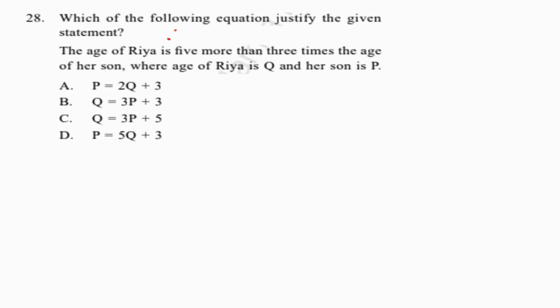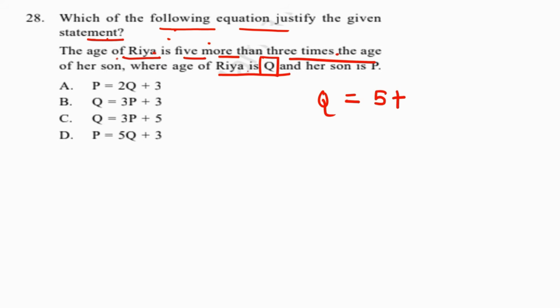The next question is from algebraic expressions. Which of the following equations justifies the statement? You have to frame an equation over here as the options are visible. The age of Ria is 5 more. Age of Ria is considered as Q. So age of Ria, which is Q, equals 5 more. So 5 plus 3 times the age of her son. 3 times the age of her son, which is P. So Q equals 3P plus 5 or 5 plus 3P. Option C is our correct answer.